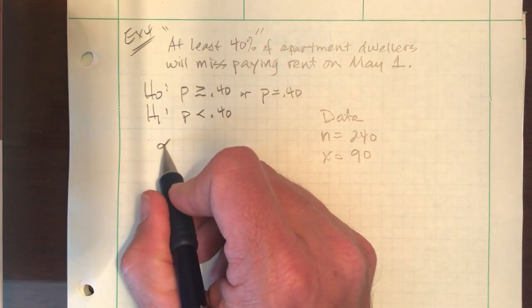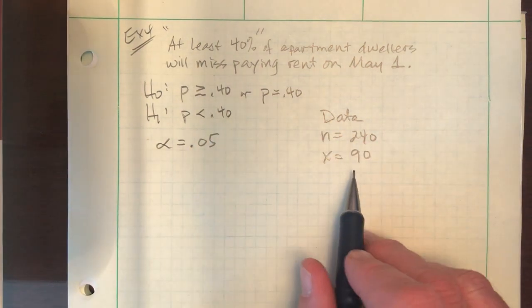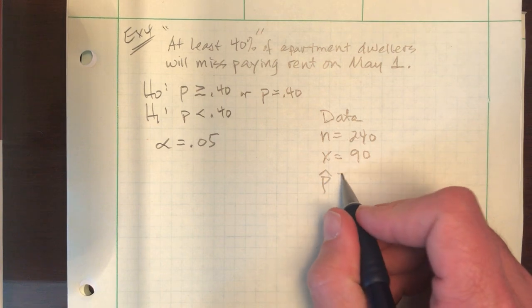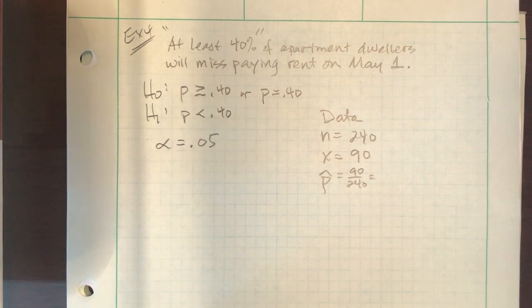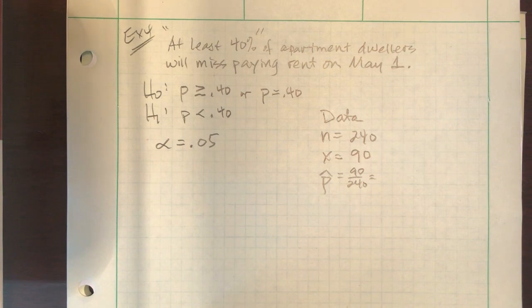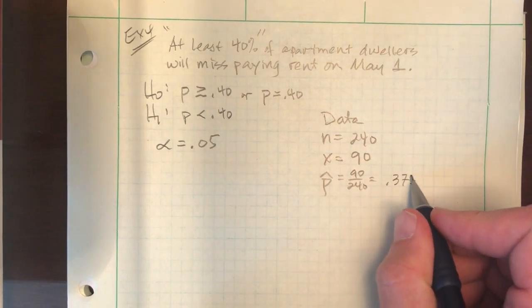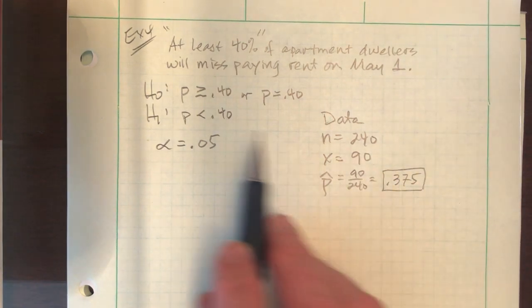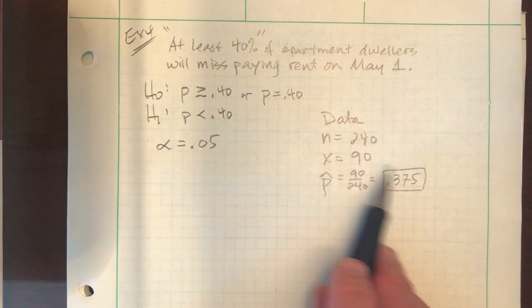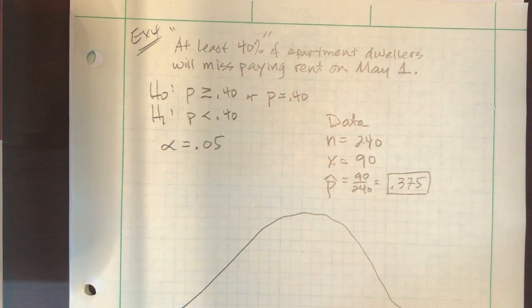Let's say my alpha level's back to 5%. Okay, let's turn this data into a point estimate. What's my p-hat? 90 out of 240. And it looks like we get 0.375. My question, is that less than 0.40? Yes, it is. This should always support my alternative. So here comes my sketch.